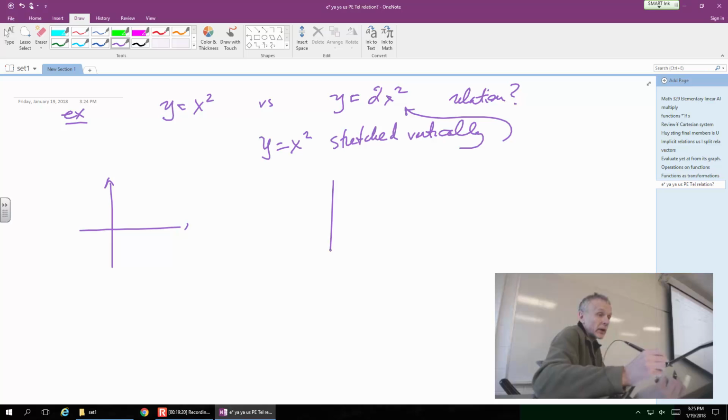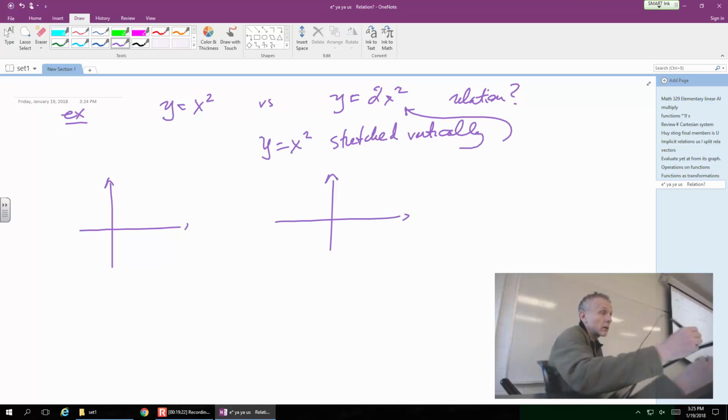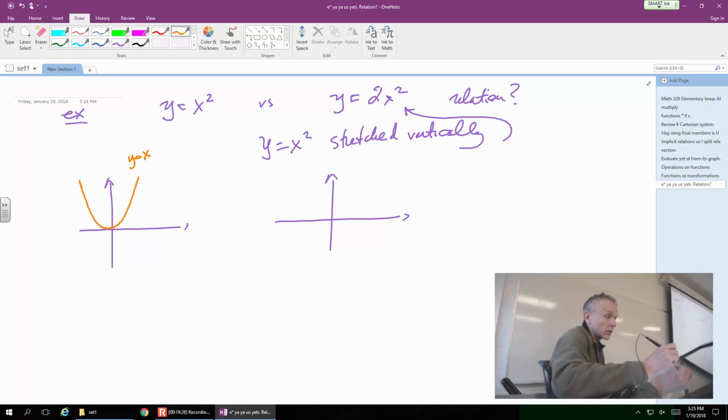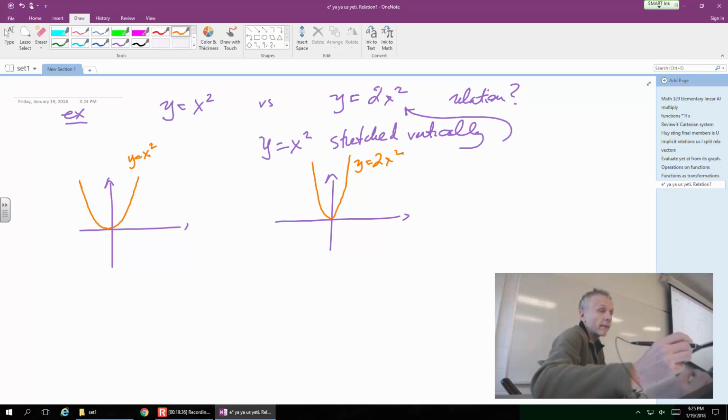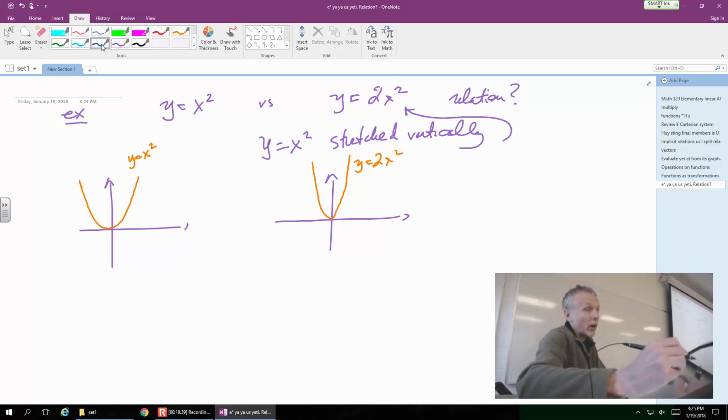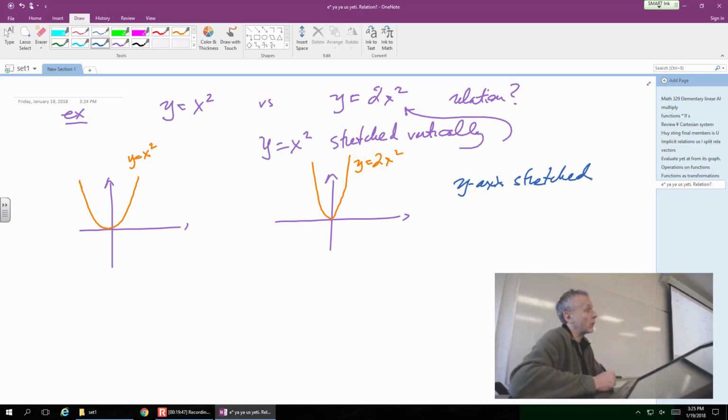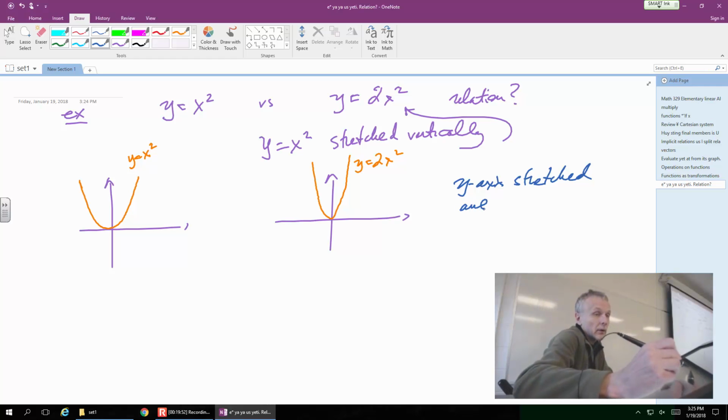In fact, what is being stretched really? So y equal x squared, and this is y equal 2x squared. What has been stretched? That's right, the y-axis has been stretched. Y-axis stretched, but also, just as I said a minute ago, the whole plane is stretched, but only in one direction. And so is the xy plane.